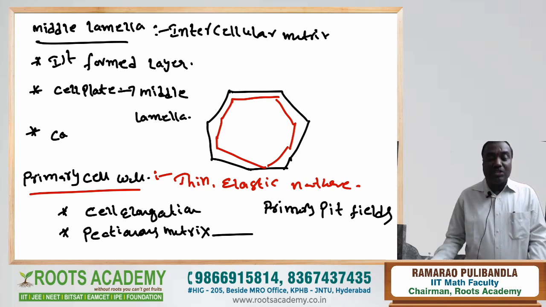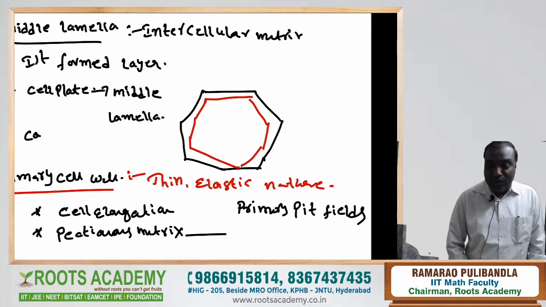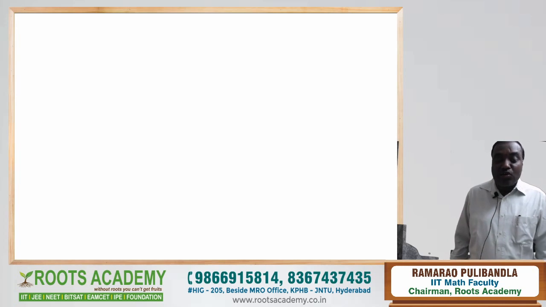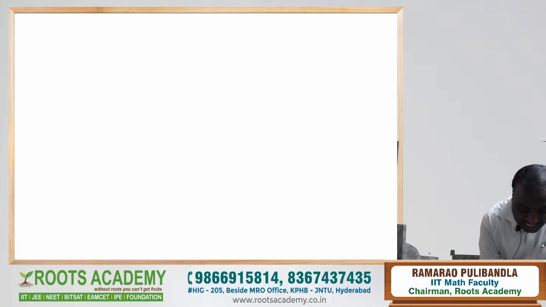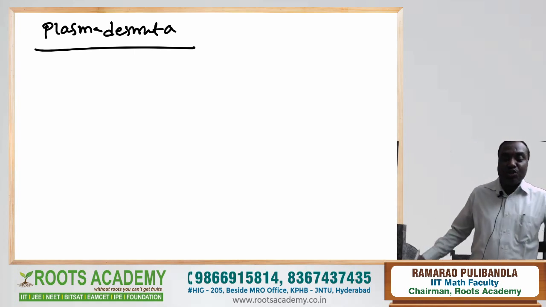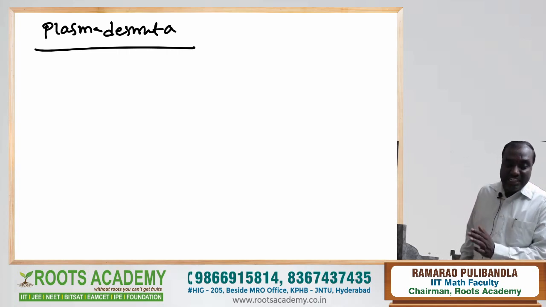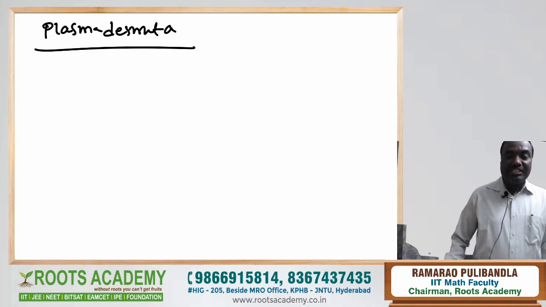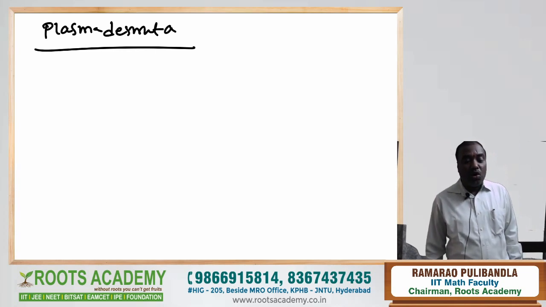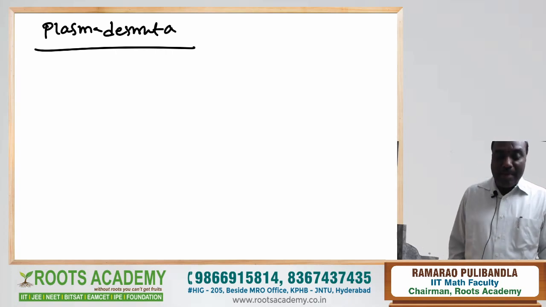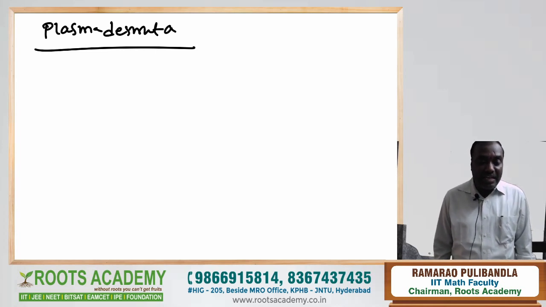What is the use of primary pit fields? Generally, the cytoplasm of two adjacent cells is connected through primary pit fields. These cytoplasmic connections are called plasmodesmata. The plasmodesmata connections are established through the primary pit fields, so the primary pit fields are meant for intercellular transportation of materials. Generally, the primary cell wall is composed of cellulose, hemicellulose, and pectin. What are the primary cell wall materials? Cellulose, hemicellulose, and pectin.